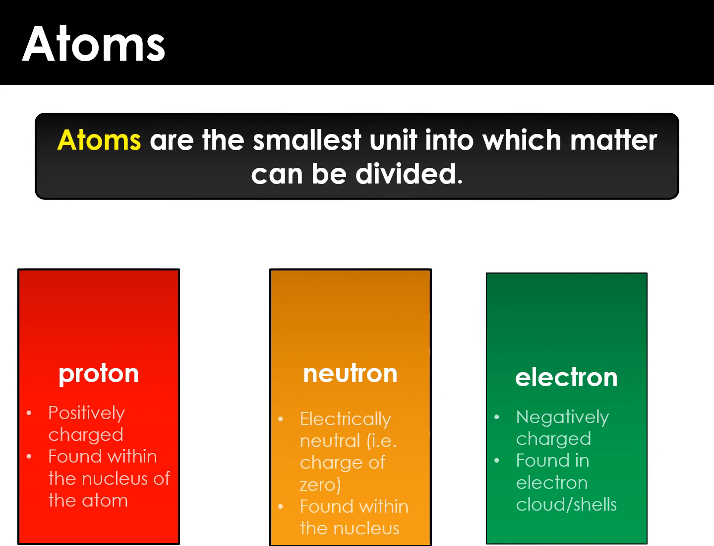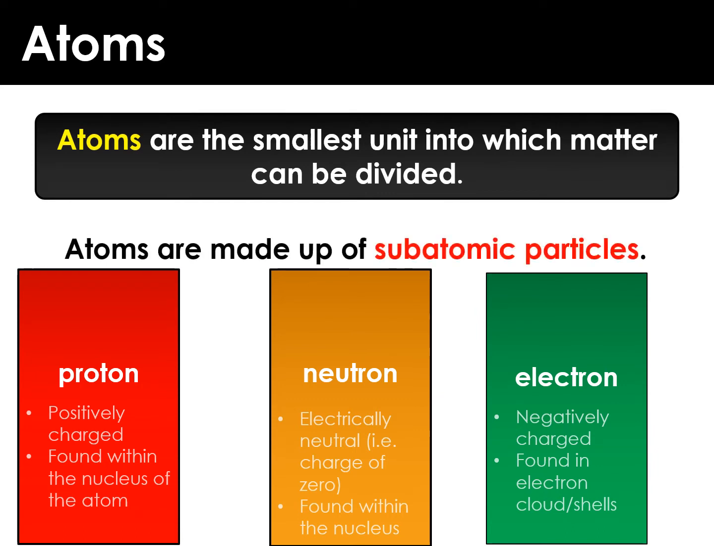Atoms are the smallest unit into which matter can be divided, and they are made up of 3 subatomic particles: the proton, the neutron, and the electron. Protons are positively charged particles that are found within the nucleus of the atom. The neutron is electrically neutral. That means it has a charge of 0. It is also found within the nucleus of the atom. The third subatomic particle is the electron. The electron has a negative charge, and it is found in the electron cloud or shells surrounding the nucleus.